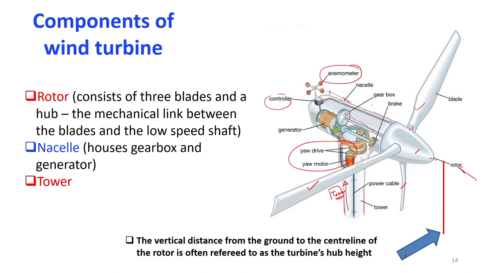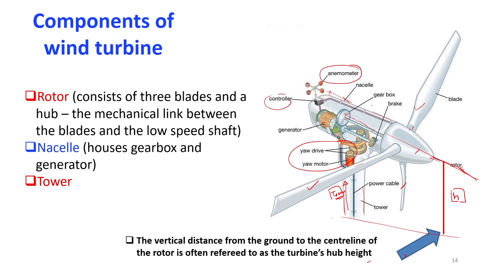And if we draw a line parallel to the center of this turbine and the base, this height is known as hub height. So the vertical distance from the ground to the center line of the rotor is often referred to as the turbine's hub height, which is required for our calculations, and we must know at what height we are installing the wind turbine, because as you go on increasing the height, wind speed is increasing, but we have to identify the place and the feasibility. Even though at very high height from the ground wind speed is more, sometimes we cannot install a wind machine in such a location because of some other constraints, but we must know what is the hub height at the moment.